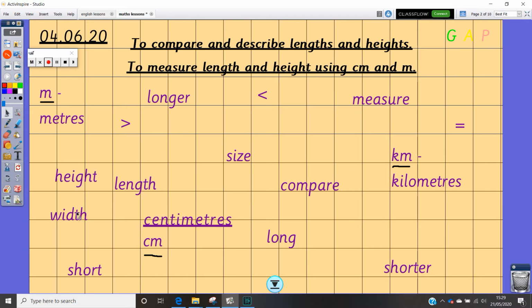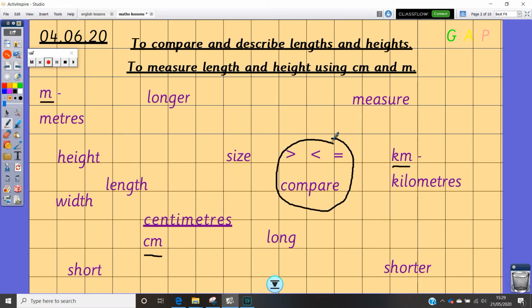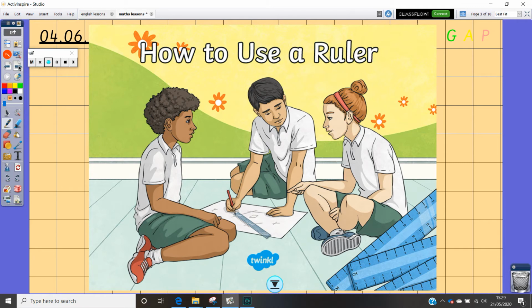If we're looking at the width or the length or the height of something, the height might be how tall you are, and the length and the width are how wide or how long an object is. And then we've got the different sizes of the objects, and then later on, in fact tomorrow, you are going to use this symbol, and this symbol to compare. So actually all of those pieces of vocabulary go together because we are comparing. So well done. Let's hope that we have got lots of use of this language throughout the week. We're going to learn how to use a ruler this morning because we're going to need to use a ruler in our lessons today.